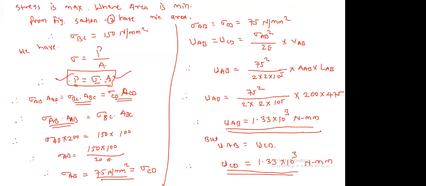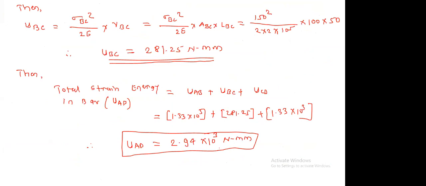Then we have taken their respective stress values. We have taken the respective volumes, area into length. The two strain energy values are equal, that is U of AB is equal to U of CD. For the second section separately we have calculated and we have got the answer. The total strain energy is equal to 2.94 into 10 raised to 3 Newton mm.